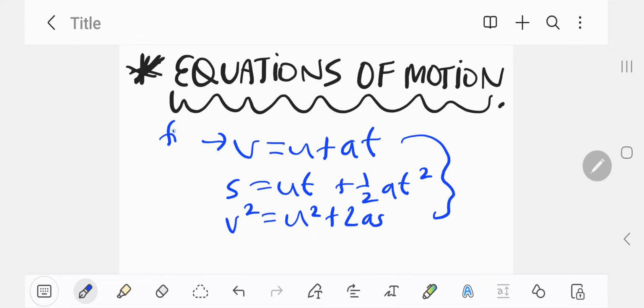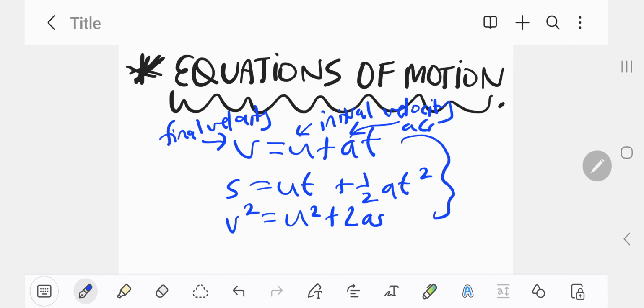So v is the final velocity. V for velocity. Velocity is the same thing as speed, but with a direction. So for example, 10 meters per second southwest. That's velocity. U is the initial velocity, what you start off with. V is the final velocity, what you finish with.